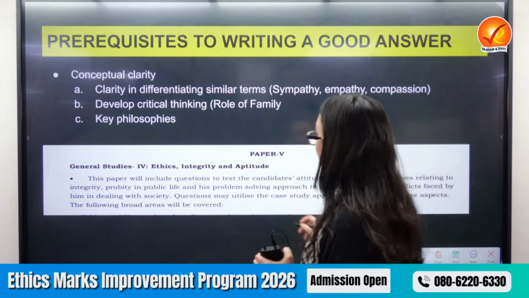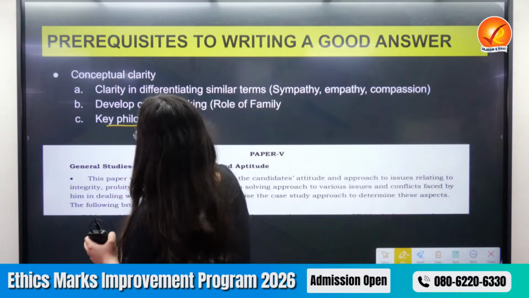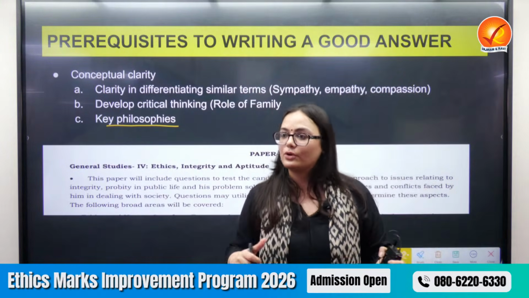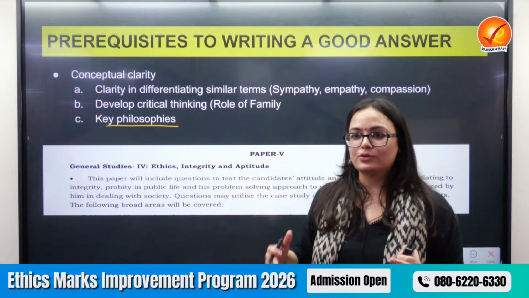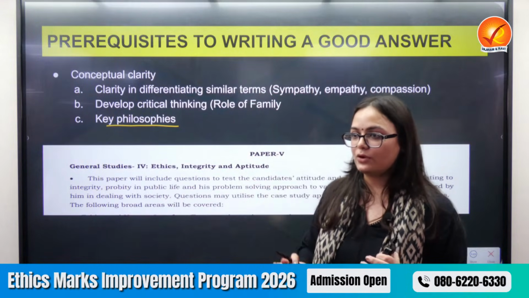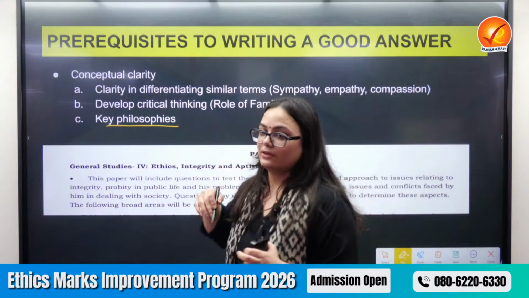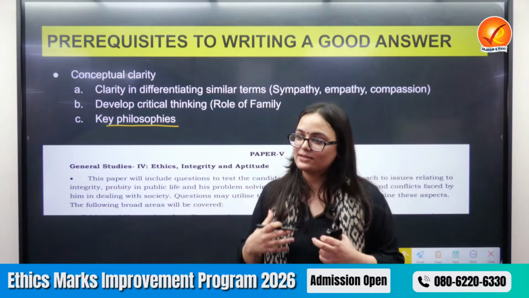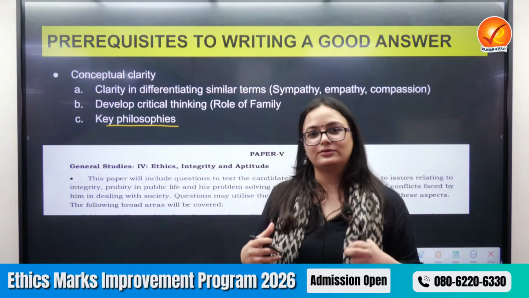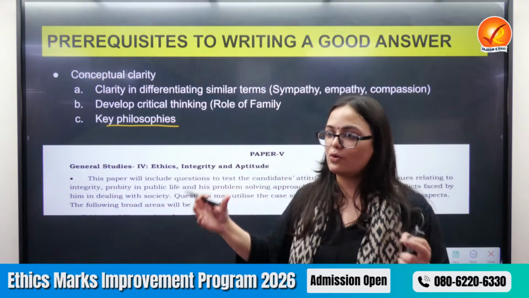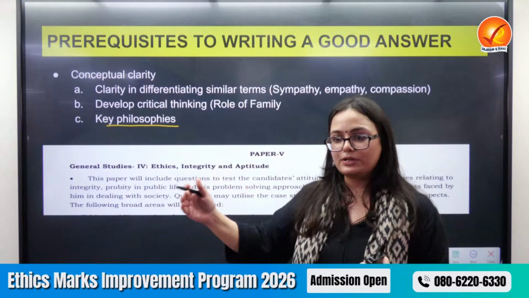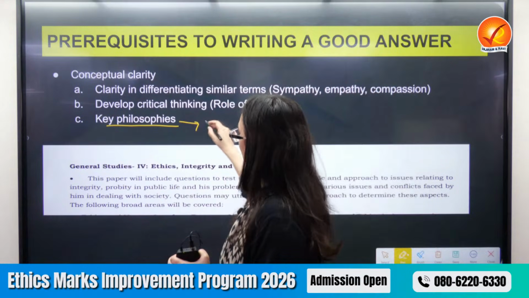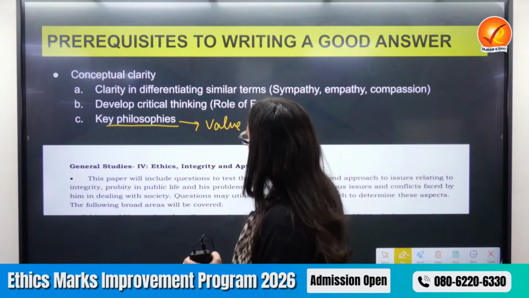The third thing that you require to write a good answer in ethics. Now you understood the role of family, the role of attitude, the role of aptitude in a good civil servant. But when you write an answer, everybody next to you has a basic understanding of ethics, of what attitude is, what aptitude is, what probity is. They know all this. You know what integrity is, you know what aptitude is, but that is not enough. What you have to do beyond that is inculcate value addition.